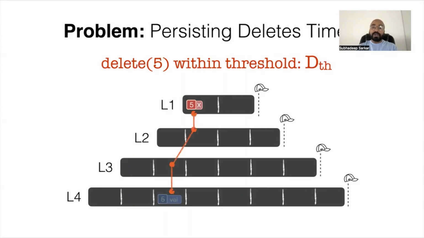Because for that to happen, the tombstone must propagate through all the levels of the LSM tree and be merged with the target entry, which is in level 4. And this depends on how the compactions happen in the LSM tree.